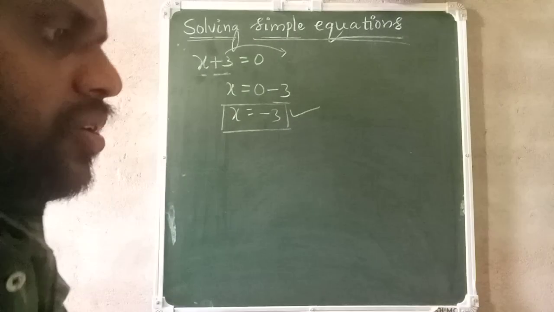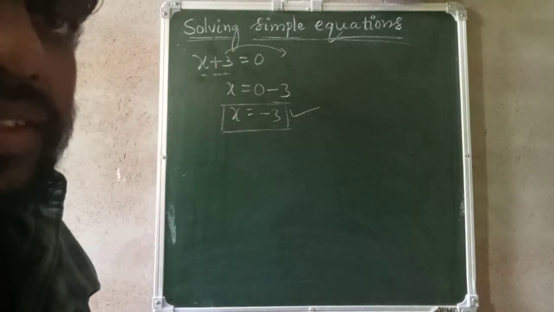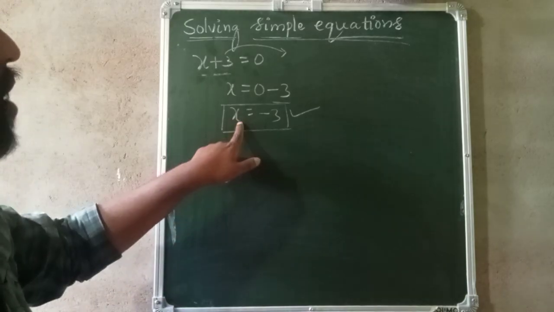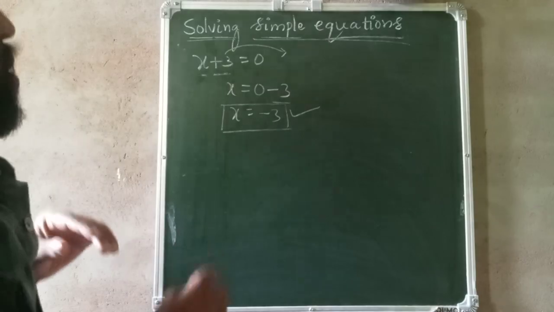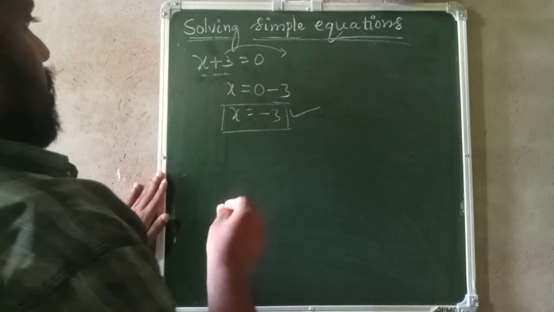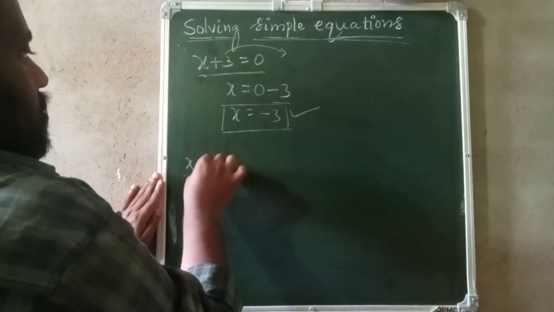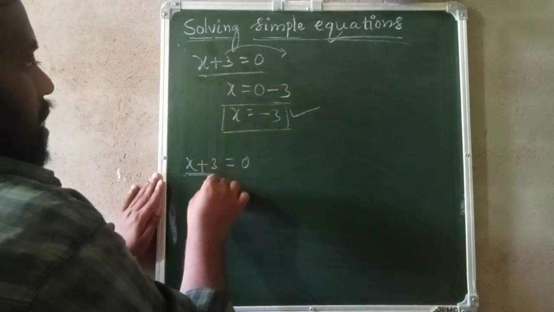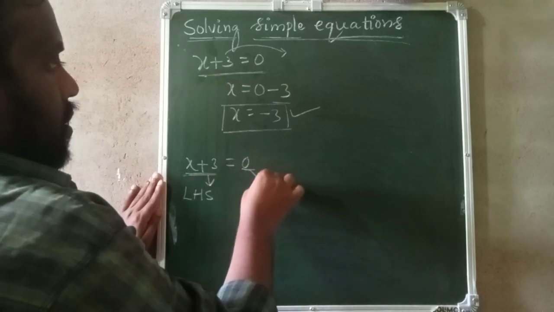So next, what we will do, we will verify this. We will check whether this x is equal to minus 3 is correct or not. So for that I will rewrite this equation once again here. X plus 3 is equal to 0. So this is LHS. Okay, this is RHS.